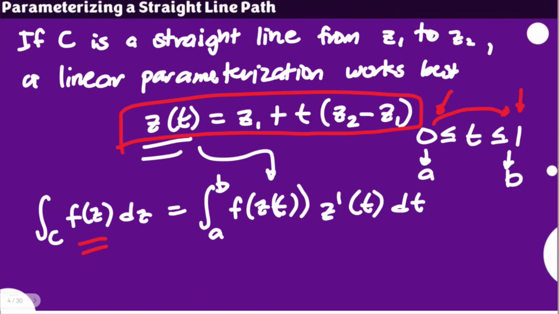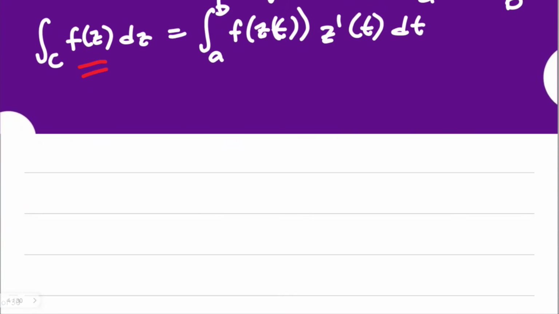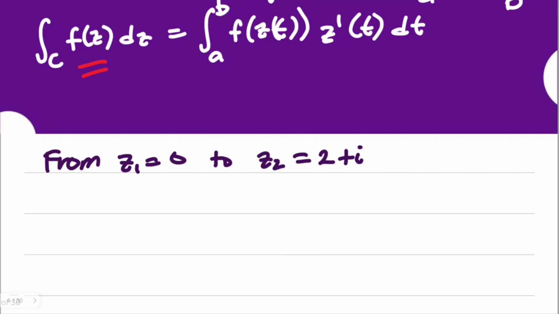If the path is not a straight line, therefore we will have another parametric form. But this is good for that, and if you have some examples later on, you can look for them. Let's have an example. Let's say we are solving the integral of a certain function along the straight line path from your z sub 1, which is 0, to your z sub 2, which is, let's say, 2 plus I. That's just an example.